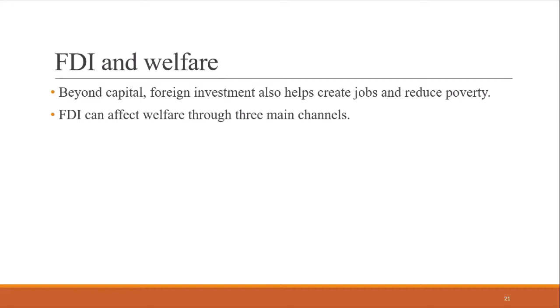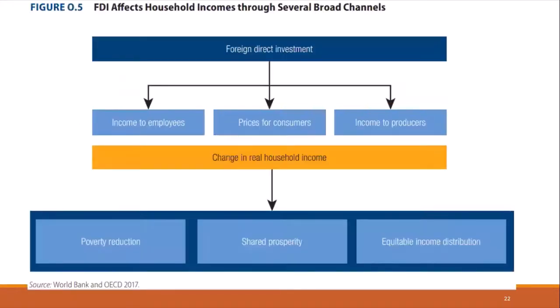FDI can affect welfare through three main channels. And what are those main channels? The first channel is income to employees, prices for consumers, and income to producers. About employment income, as FDI brings capital and new technology to a sector, it often raises overall labor demand and productivity in the sector, and it can raise the total employment and average wages.